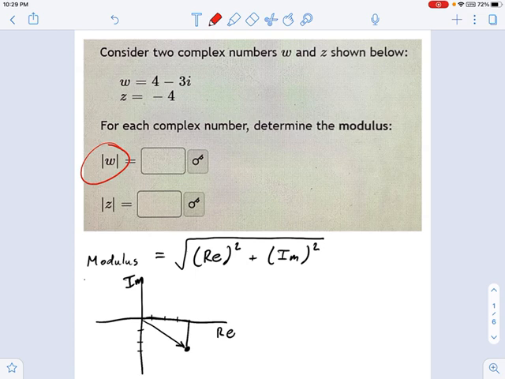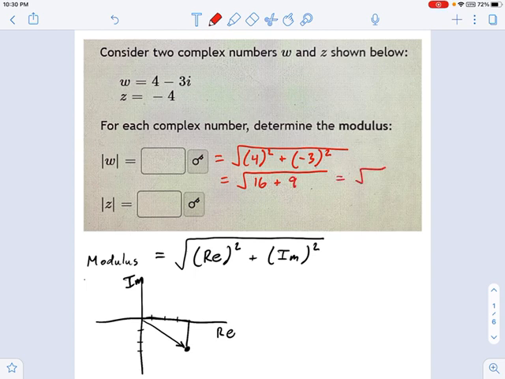That's what this absolute value looking thing means. The absolute value signs are how you write the word modulus using math symbols. So what we're going to do here is take the square root of the real part squared. So that's 4 squared. And then you're going to add to that the imaginary part, which is negative 3 squared. And then take the square root of the whole thing. Well, no problem. That's just the square root of 16 plus 9. Okay, don't get fooled by the negative sign, which means the square root of 25, which means the modulus is 5.